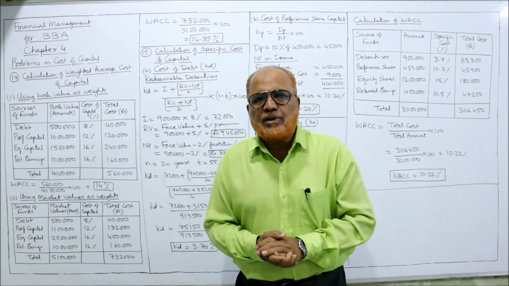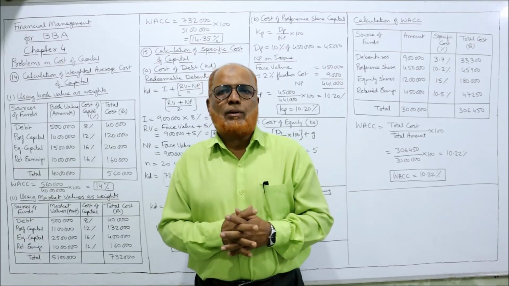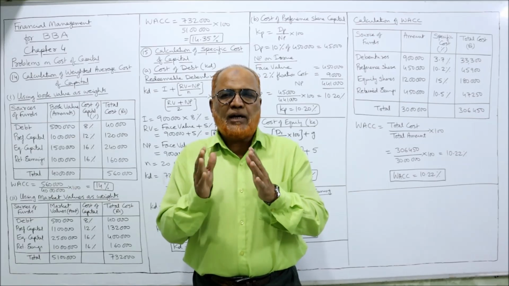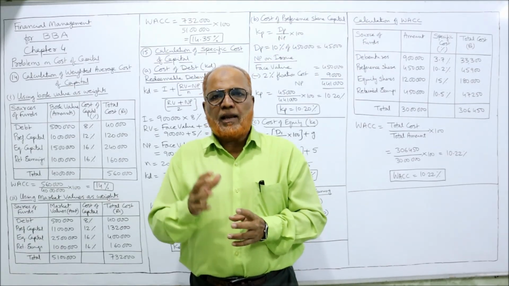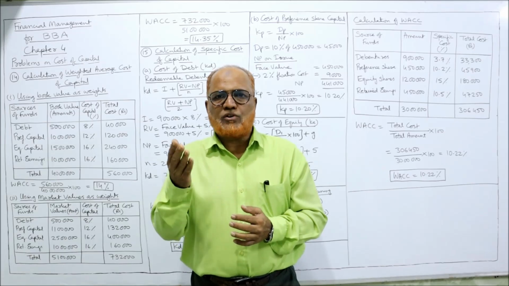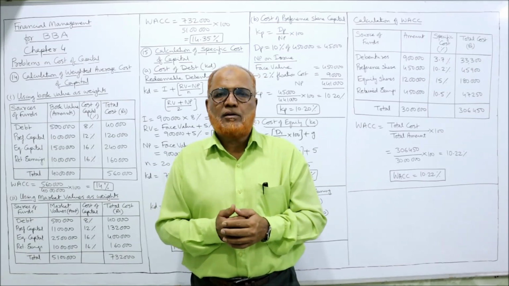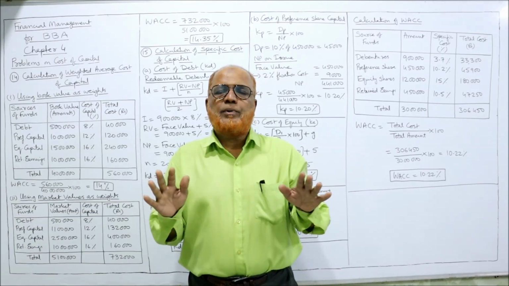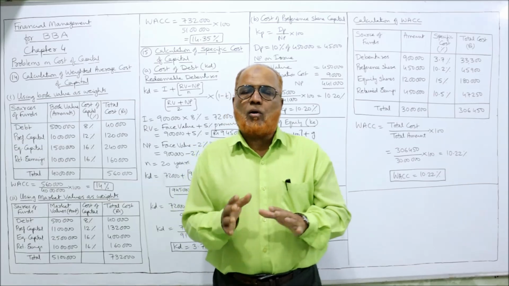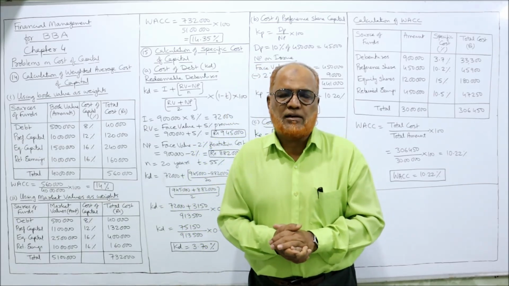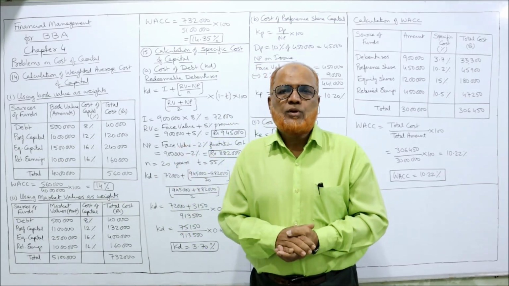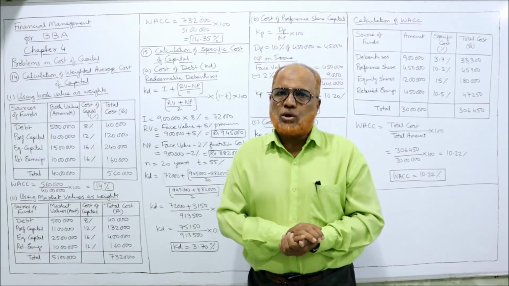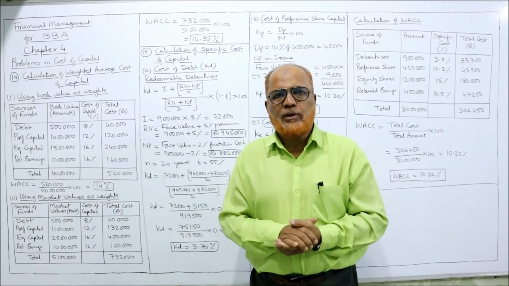So far in the last three videos, I have explained how to compute the specific cost of each source of funds, like cost of debt, cost of preference, cost of equity, cost of retained earnings. In the previous videos, how to compute this KD, KP, KE, KR, all these things I have done in detail. And in this last video, two more problems on WACC, weighted average cost of capital. That's what I'm going to explain.